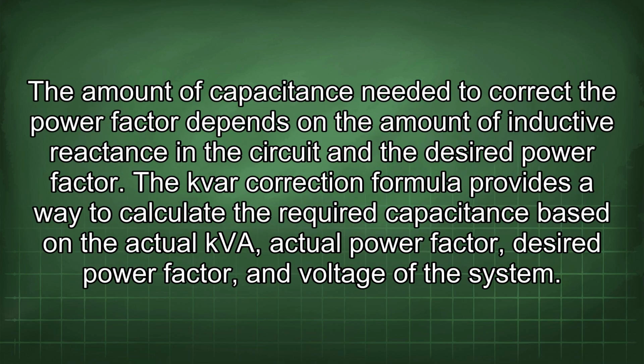The amount of capacitance needed to correct the power factor depends on the amount of inductive reactance in the circuit and the desired power factor. The kvar correction formula provides a way to calculate the required capacitance based on the actual kVA, actual power factor, desired power factor, and voltage of the system.